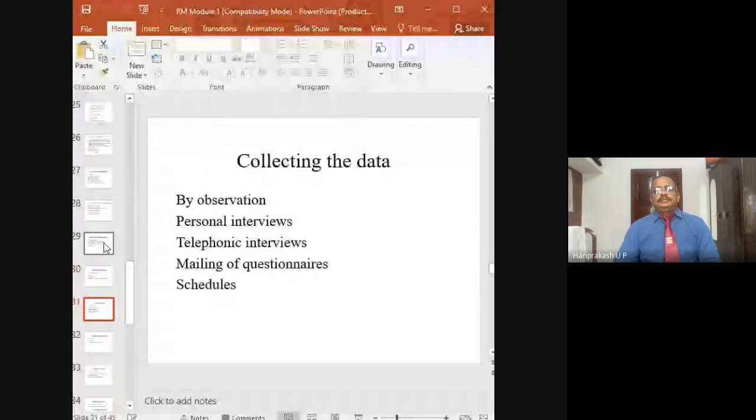Then collection of data. Once you determine what the sample size is, you have to collect the data. So how to collect the data? There are different techniques for that also. By observation, you will observe and collect the data. For example, in a mall setup or supermarket environment, how do customers behave? That is your area of study. How can it be done? Observation can be done. Again, in observation, there are two types: mechanical observation and manual observation.